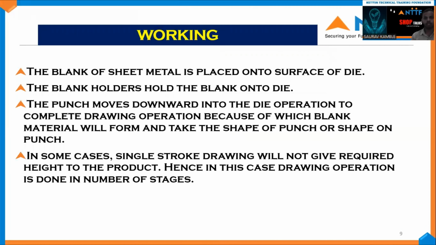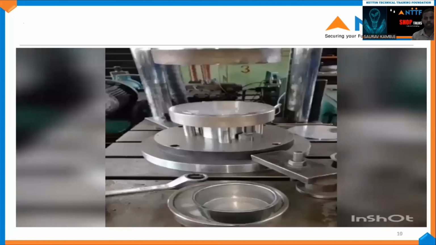Working. The blank of sheet metal is placed onto the die surface. The blank holders hold the blank onto the die. The punch moves downward into the die to complete the drawing operation, because of which the blank material will form and take the shape of the punch. In some cases, single stroke drawing will not give the required height of the product. Then drawing should be done in stages.